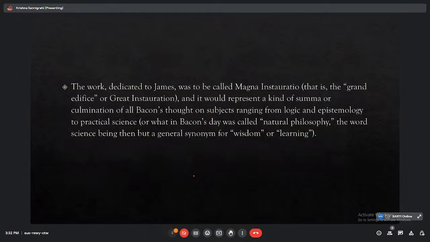The work dedicated to James was to be called Magna Instauratio, that is the grand edifice or great instauration. When we are saying instauration, it is in the sense of restoring something to the main or actual idea, right? So this was what he was talking about, the great instauration, which is about restoring or renewing something which is already there. So his main effort was renewing the whole idea and restoring the idea of knowledge.